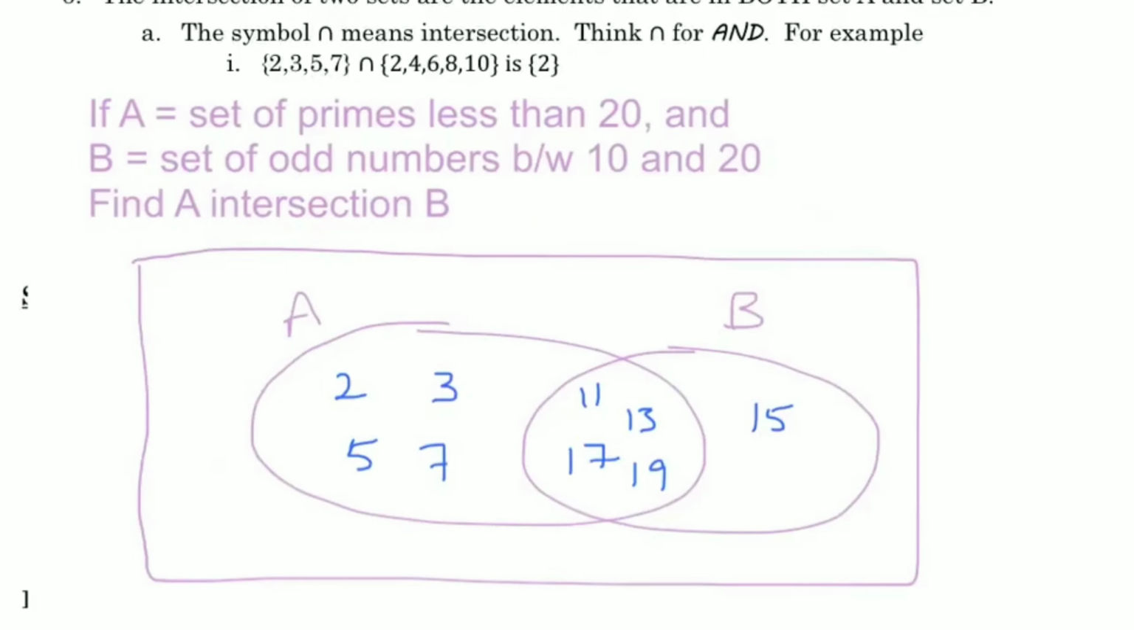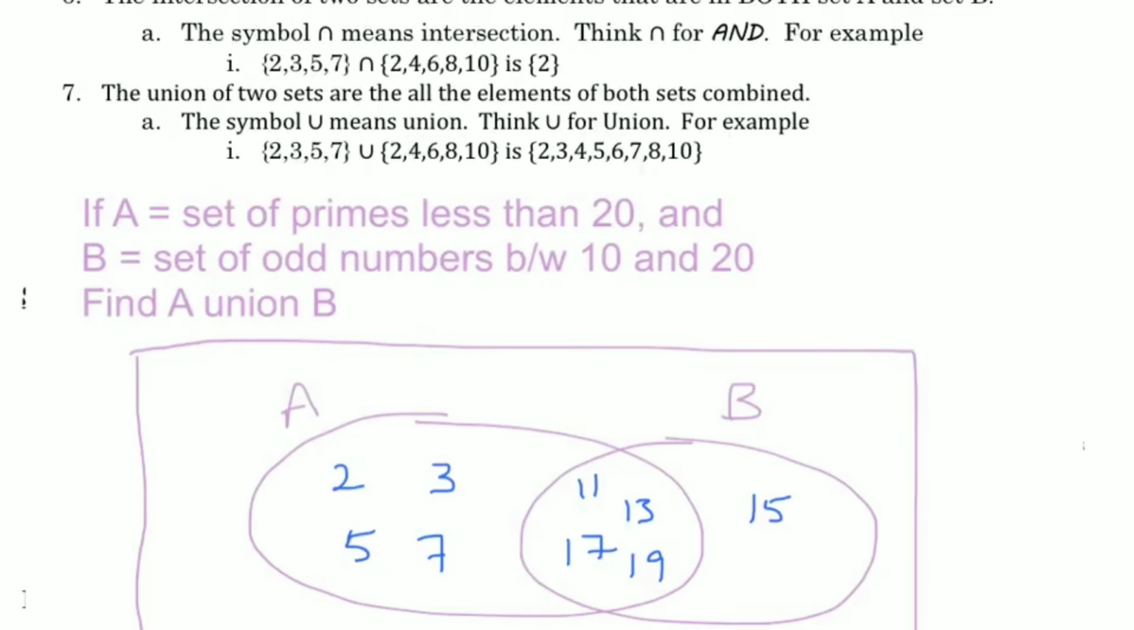And if we were to look at the intersection using a Venn diagram, then the intersection is this part in the middle here where the two sets overlap, and the numbers in this part here are in both the A and in the B.